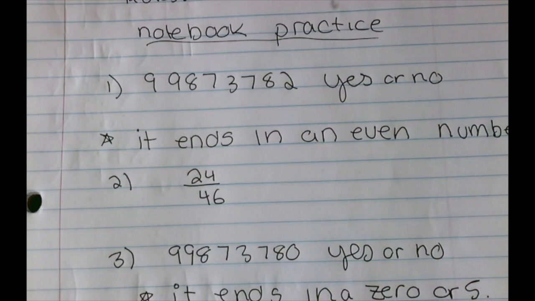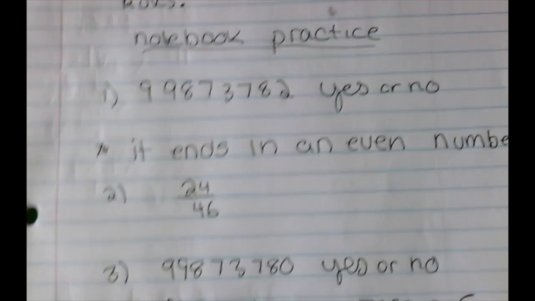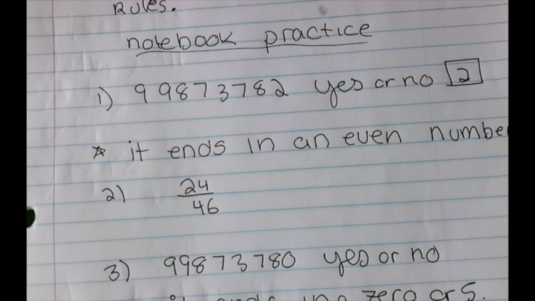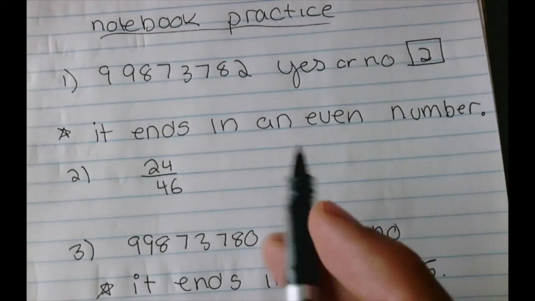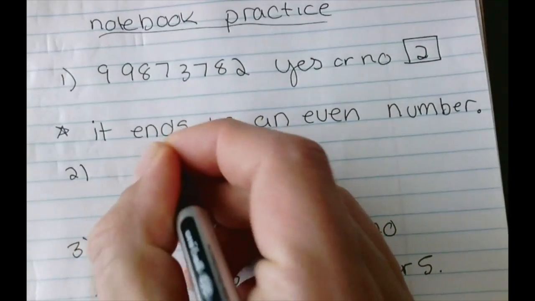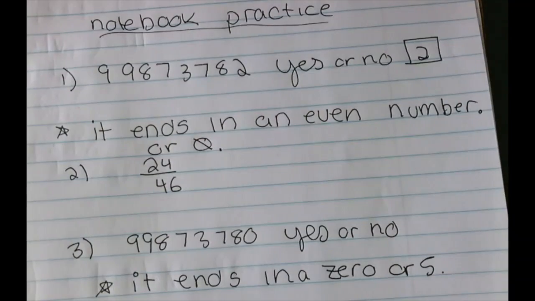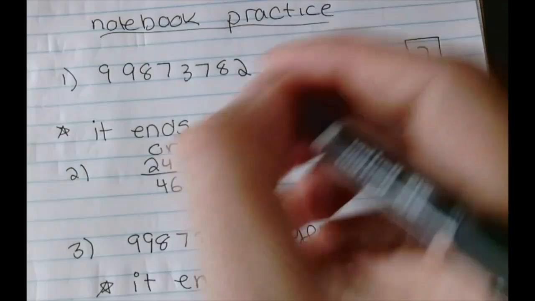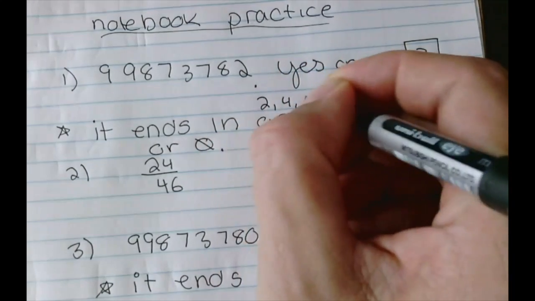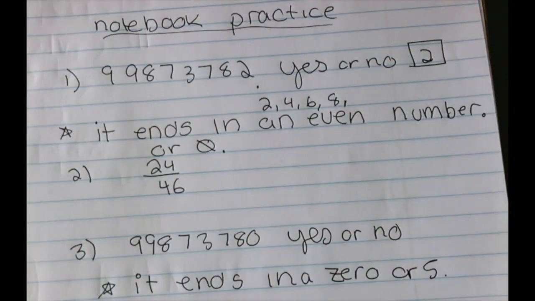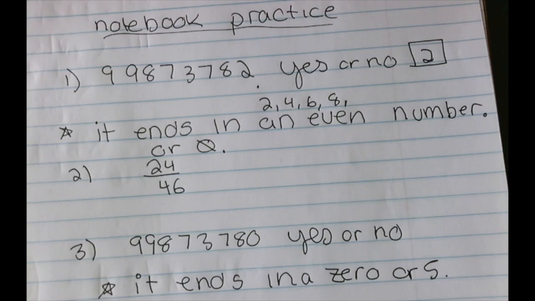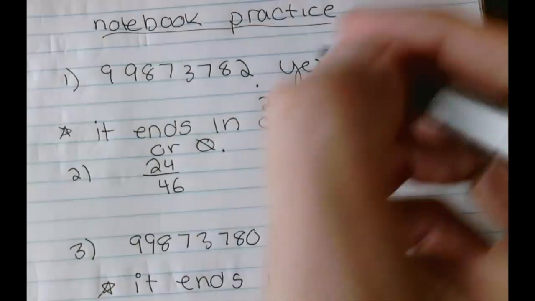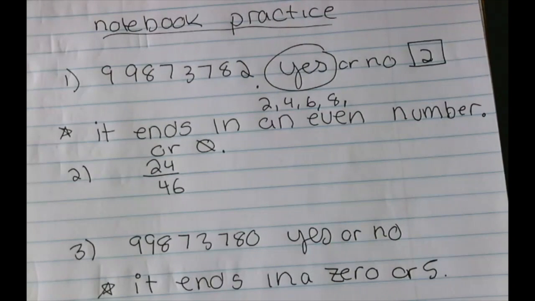Let's take the number 99873782. Is this divisible by 2? Well, one way you can tell if it's divisible by 2 is if it ends in an even number or 0. Remember, even numbers are 2, 4, 6, 8, for example, single digit even numbers. So this is an even number, so we can say, yes, it's divisible by 2.